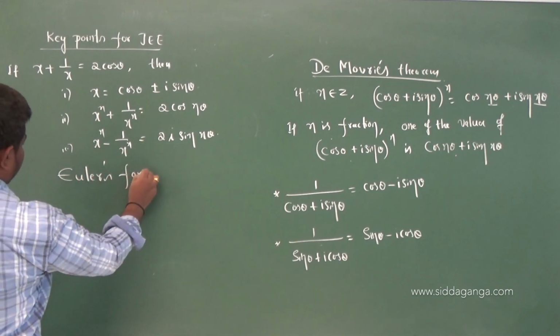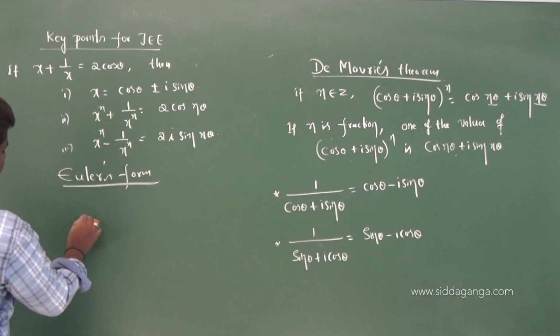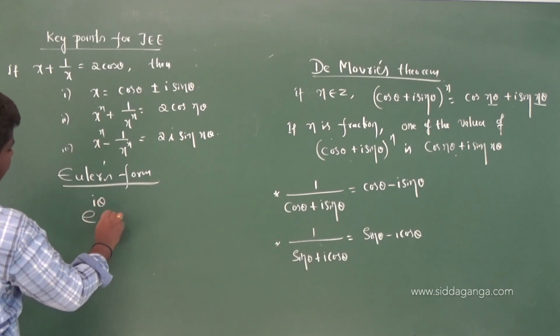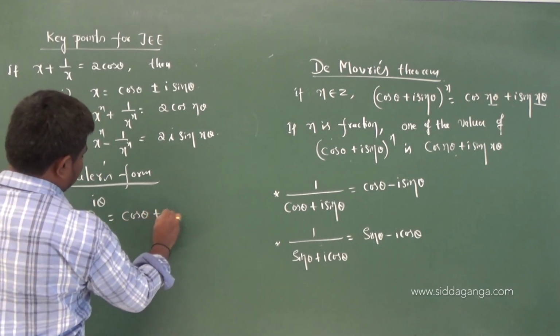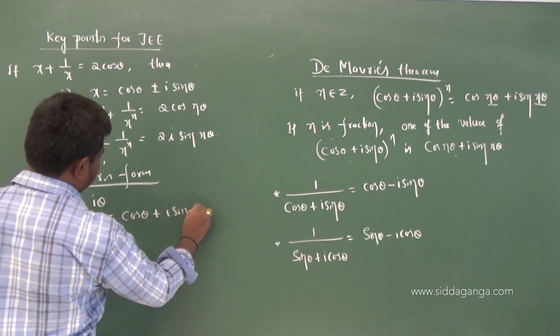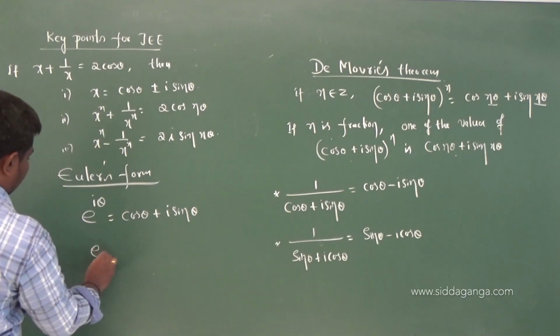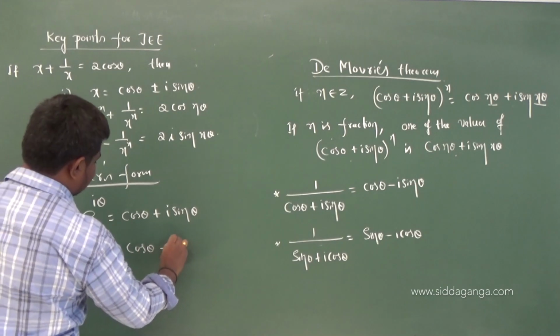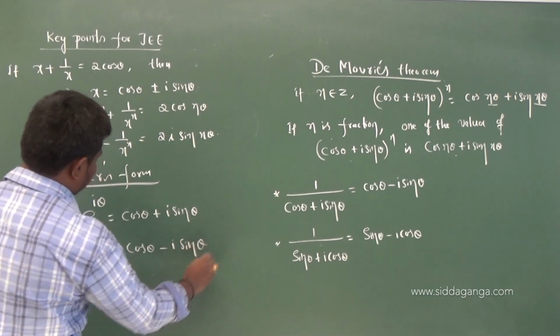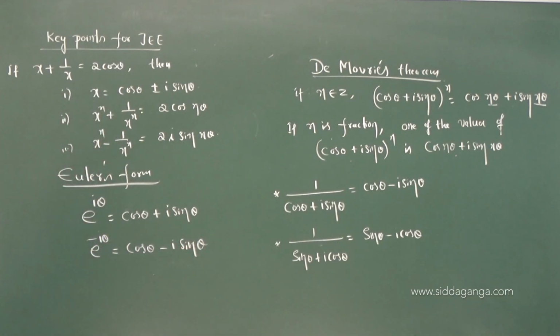Euler's form is given by e power of i theta. Euler form of a complex number is the same as cos theta plus i sin theta. e power of minus i theta is the same as cos theta minus i sin theta. This is what we call Euler's form.